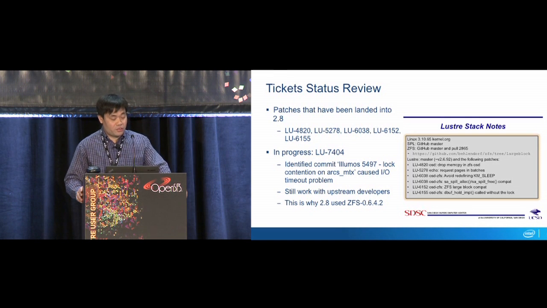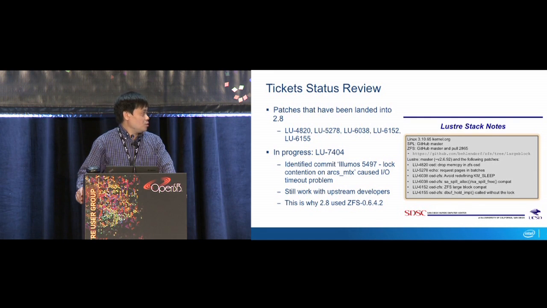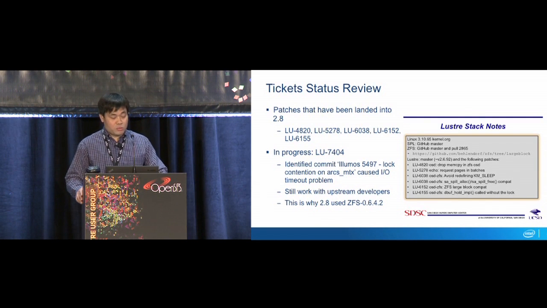And we identified that the commit to reduce lock contention in arc buffer caused this problem. And we are working with upstream developers on this. So this is why we use ZFS 0.6.4.2 in 2.8 release. So, we drive the disk storage and ZFS really hard.